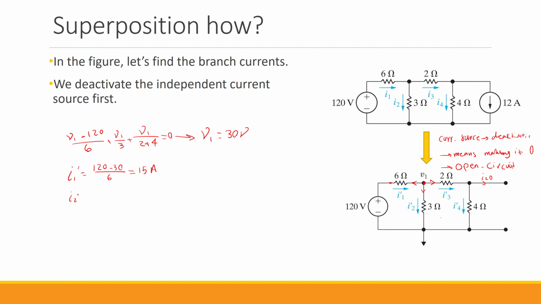I2 prime is V1 divided by 3. So it is 30 divided by 3. It is going to be 10 amps. And I3 prime and I4 prime are basically the same thing, and that is the current that goes through the combination of 2 and 4 ohms. So we have I3 prime equals I4 prime equals 30 divided by 2 plus 4, or 5 amps.